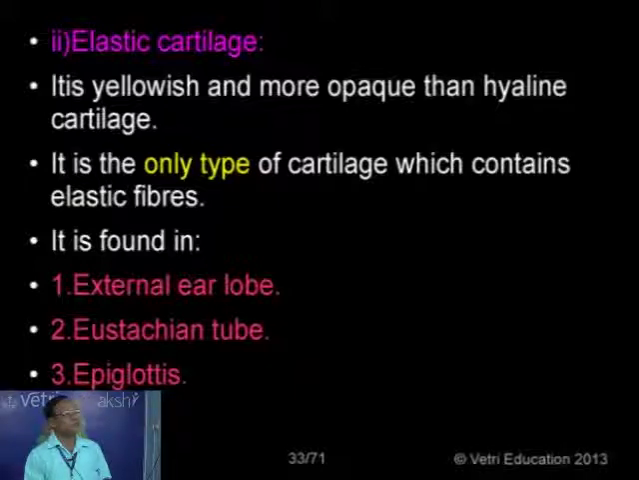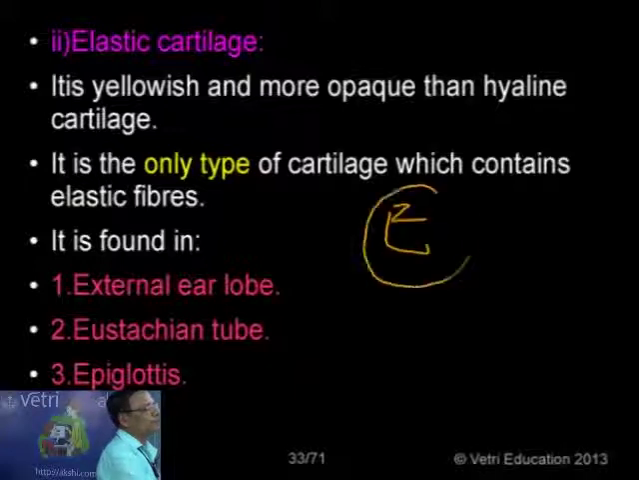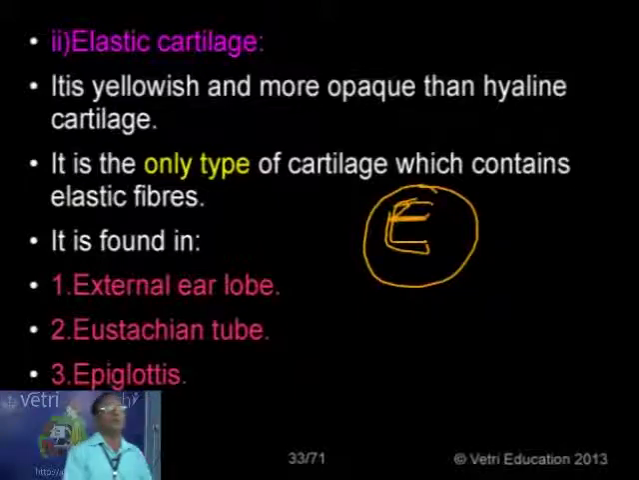That yellow fiber is highly elastic in nature. That is why it is called an elastic fiber, due to the presence of a protein called elastin. Now, the cartilage, as formed in the earlobe, we can say, in a simple method, is found in three E places.